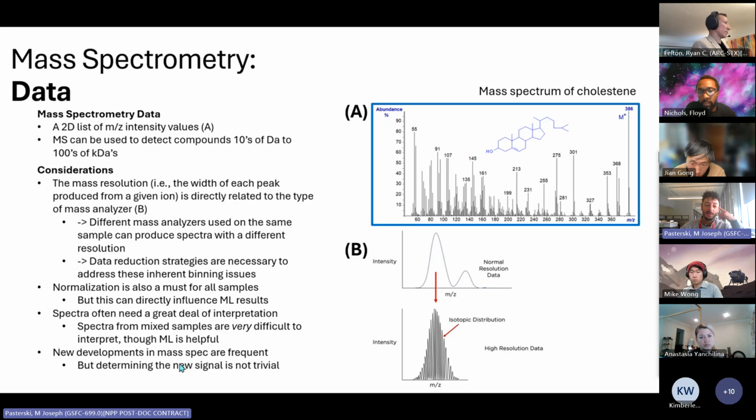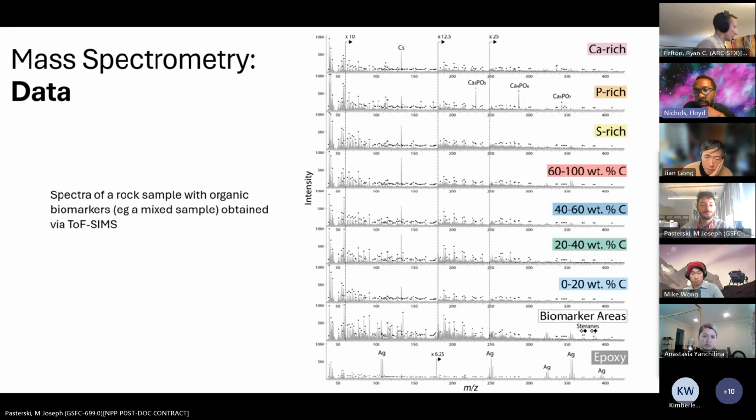And a last point on mass spec is that new developments are constantly happening in mass spec analysis, and there's not always ways to gauge those new developments. I'll get into this a little bit with NIST, but there's not always ways to know how you can actually judge those new developments in mass spectrometry currently. So it could be a field for us to expand into.